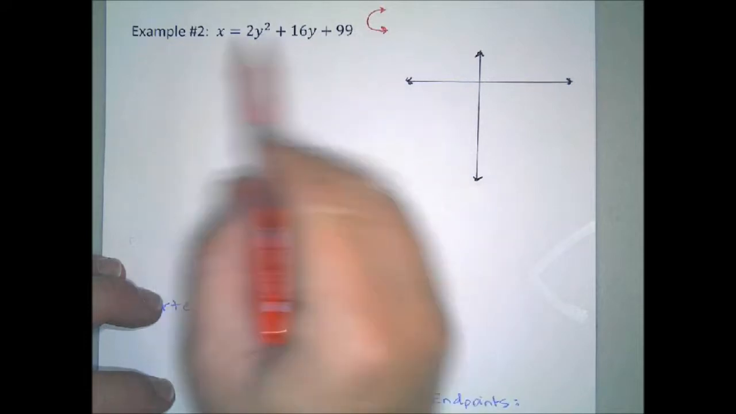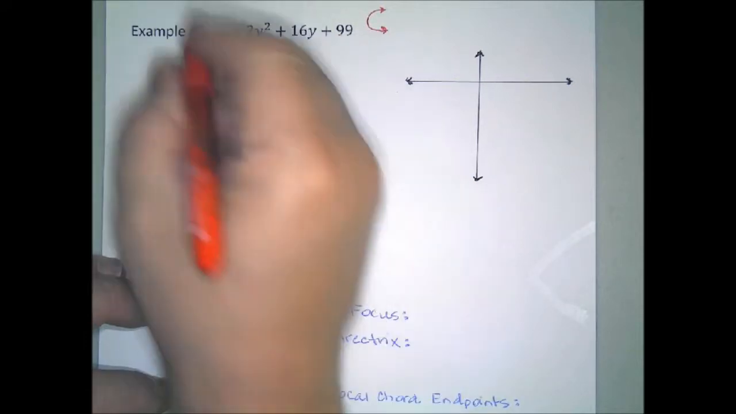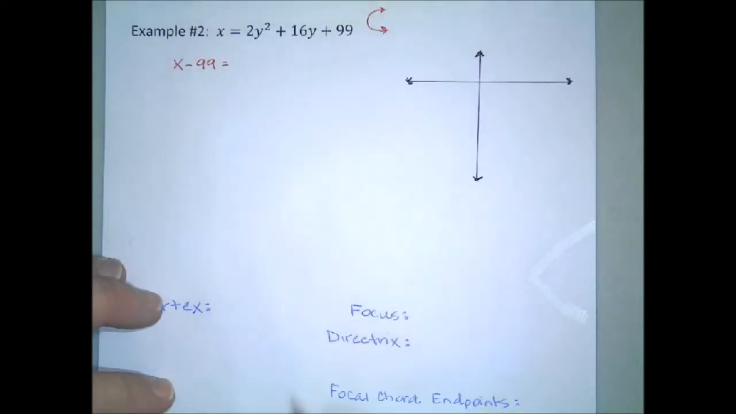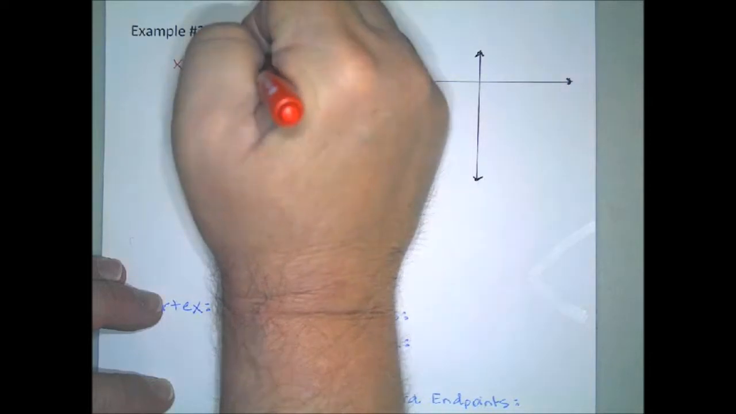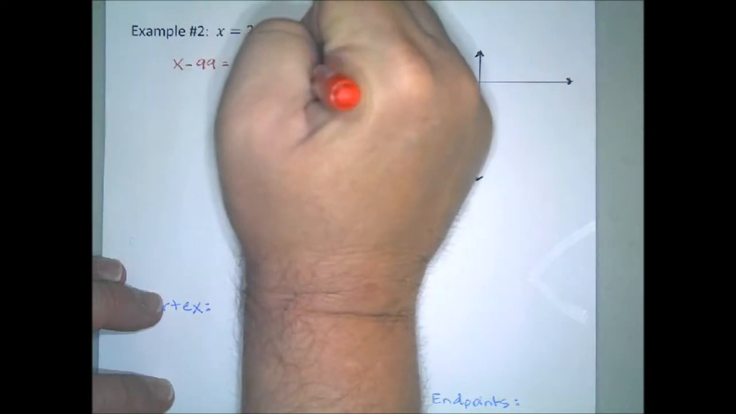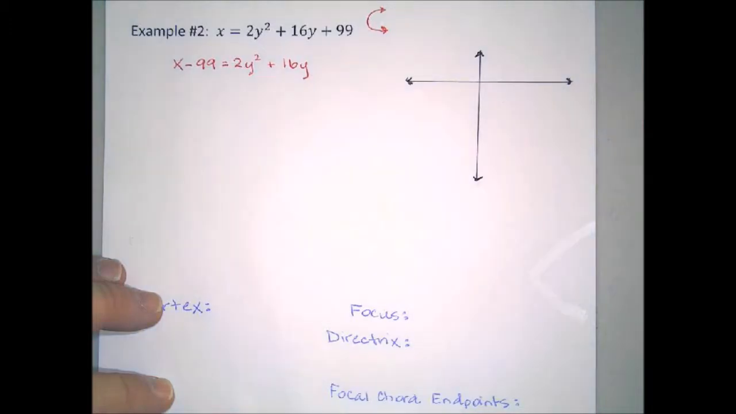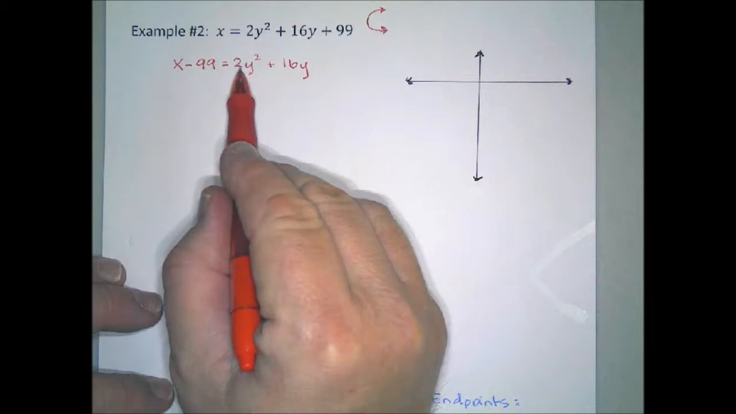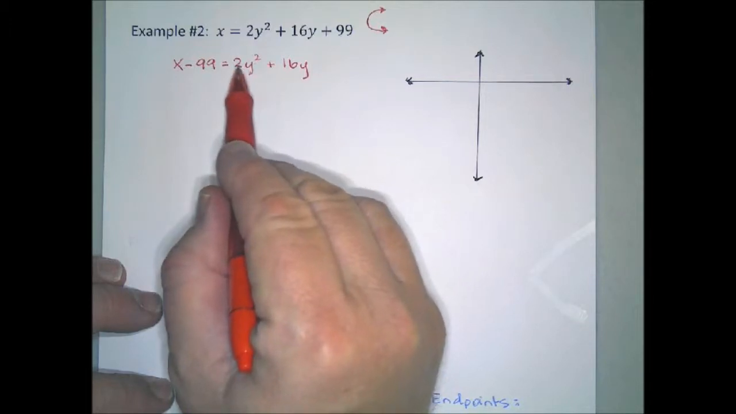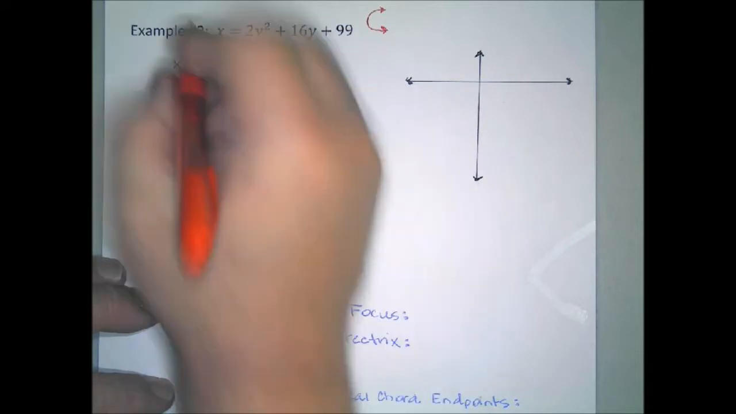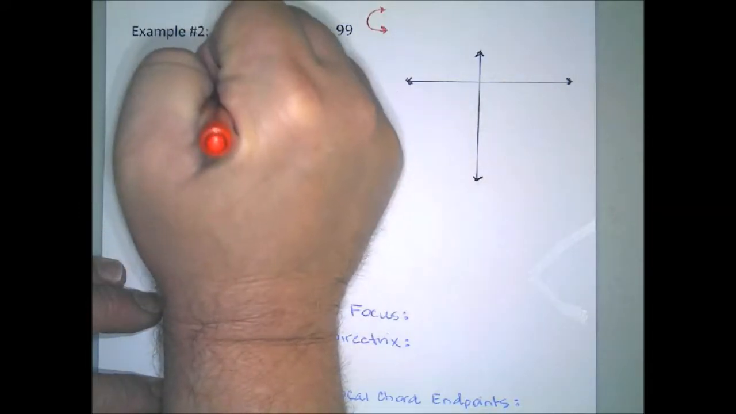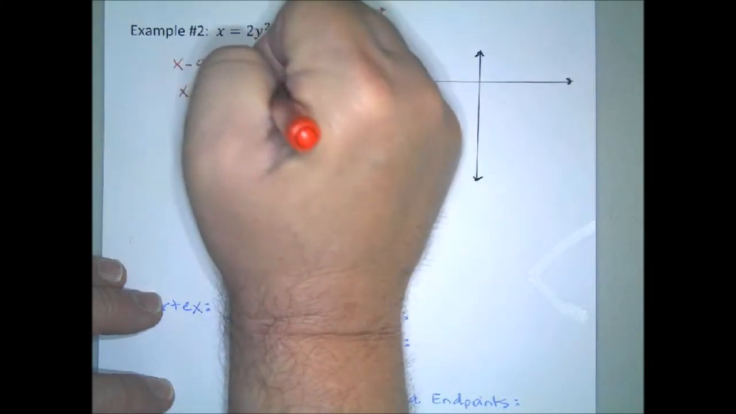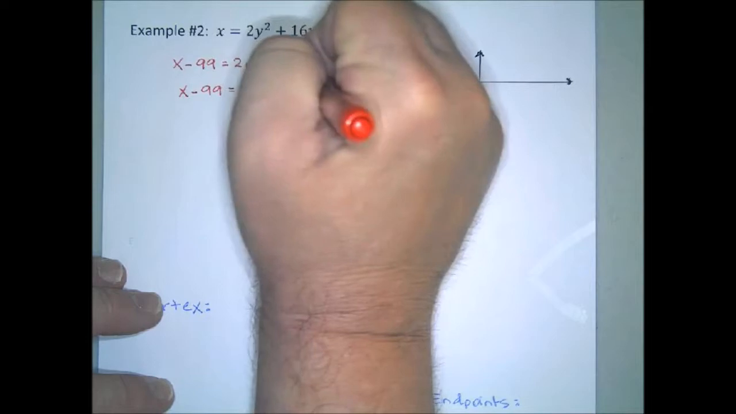So the first thing I'm going to do is send the 99 over to the other side. So x minus 99 equals 2y squared plus 16y. Now here's where I need to complete the square, and since it has a leading coefficient of 2, I'm going to have to factor the 2 out, so the y squared is by itself. So x minus 99 equals, now factor out the 2, and you're going to be left with y squared plus 8y.